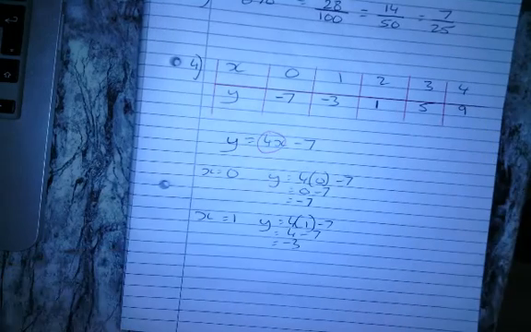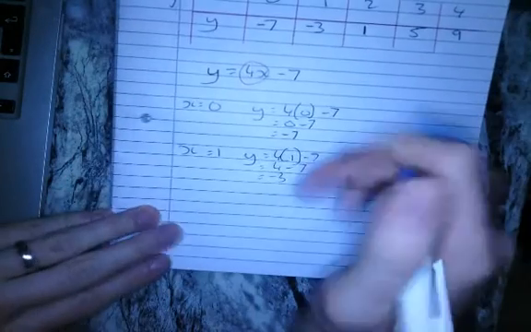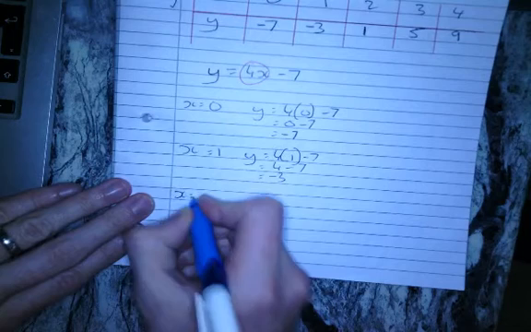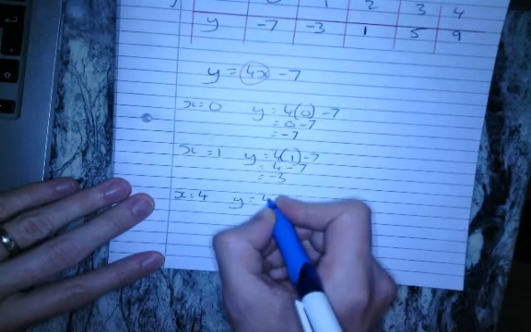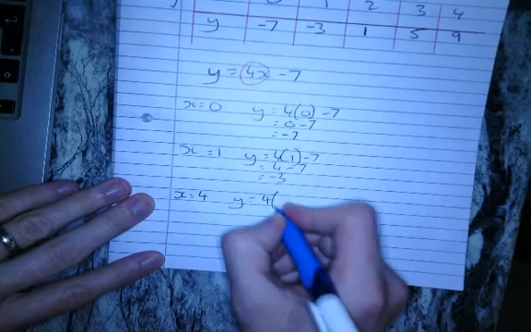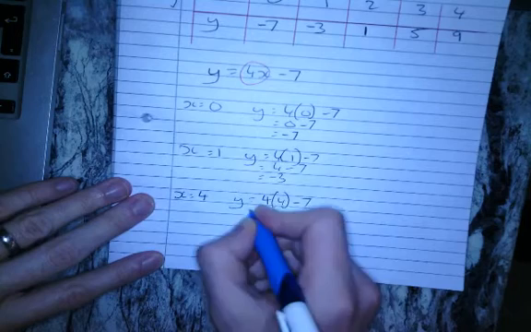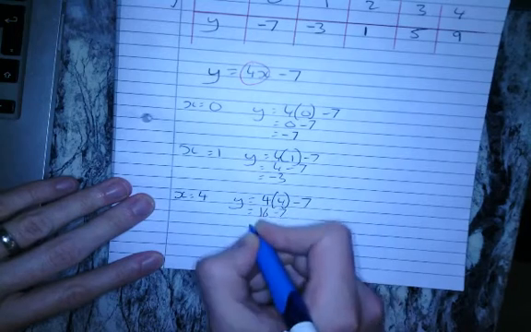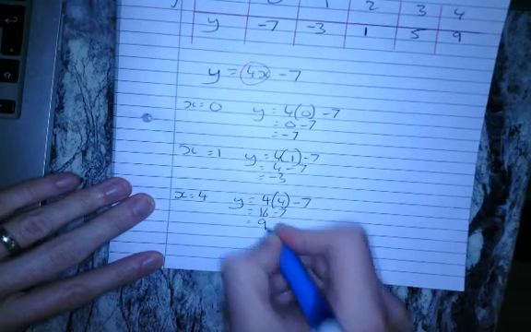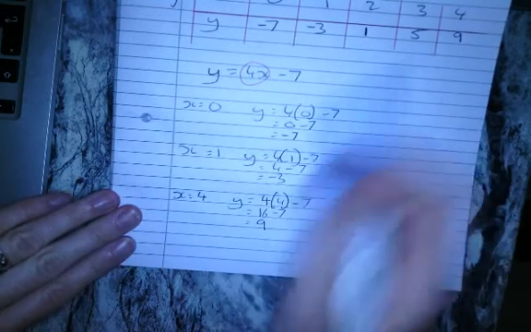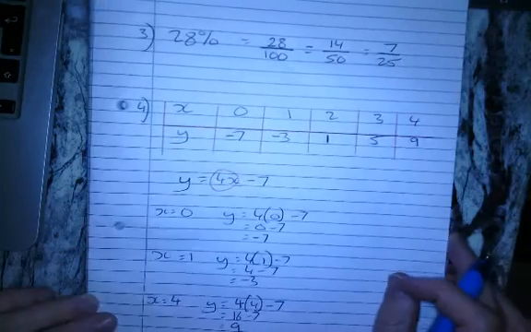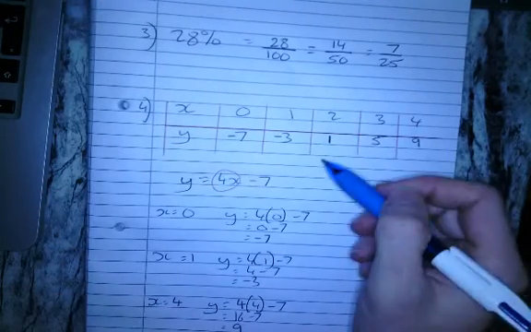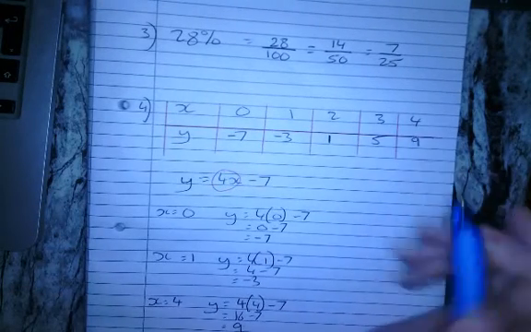Now I'm going to just test that, to prove that that actually does work. So I'm going to now work out when x equals 4, y equals 4 times 4 minus 7. 4 times 4 is 16, minus 7, and 16 minus 7 is 9. So you can see I've proved that that does actually work. And so there's your table there. x equals 0, y is minus 7; 1, minus 3; 2, 1; 3, 5; 4, 9.